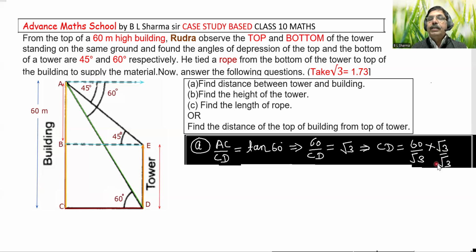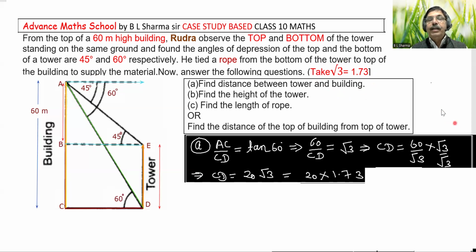So root 3 into root 3 is 3, 60 upon 3 is 20, so it is 20 root 3. But the value of root 3 is given here, it is 1.73. So in place of root 3, replace it by 1.73. So 20 into 1.73. Now you can multiply this bravely. After calculation, we get the answer, approximately 34.60 meters. This is the distance between the building and the tower, that is 34.60 meters.